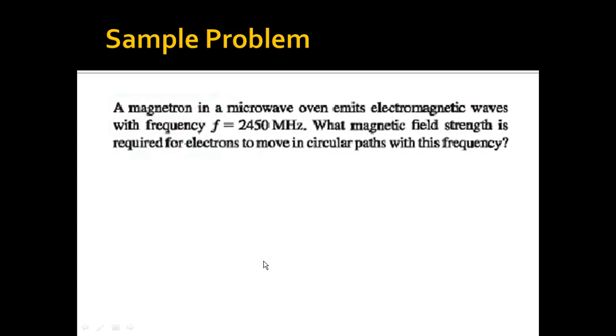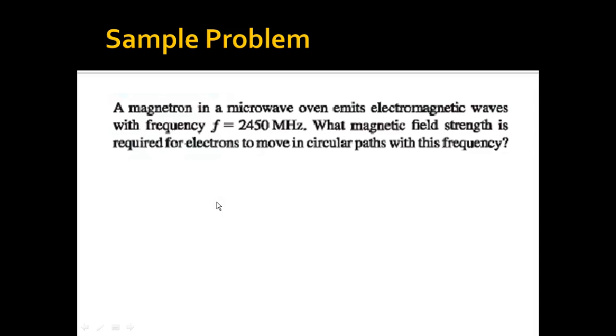Okay, let's take up one example. What we see in this problem is that we are introduced to a magnetron. A magnetron is a device that produces electromagnetic radiation, such as in a broadcasting tower, a microwave oven, a radio tower, or an X-ray machine. It is any machine that makes use of electromagnetic radiation in order to produce electromagnetic waves.